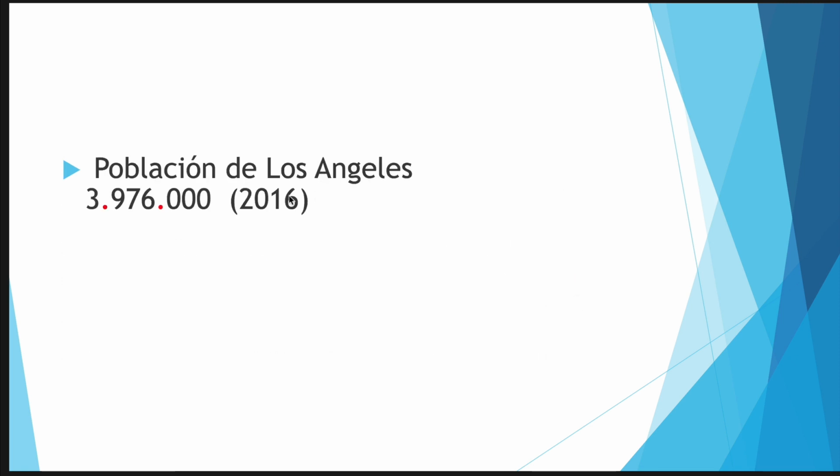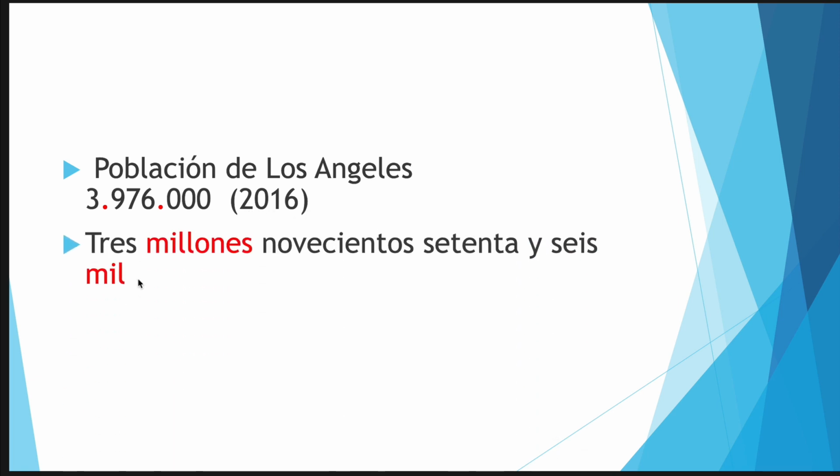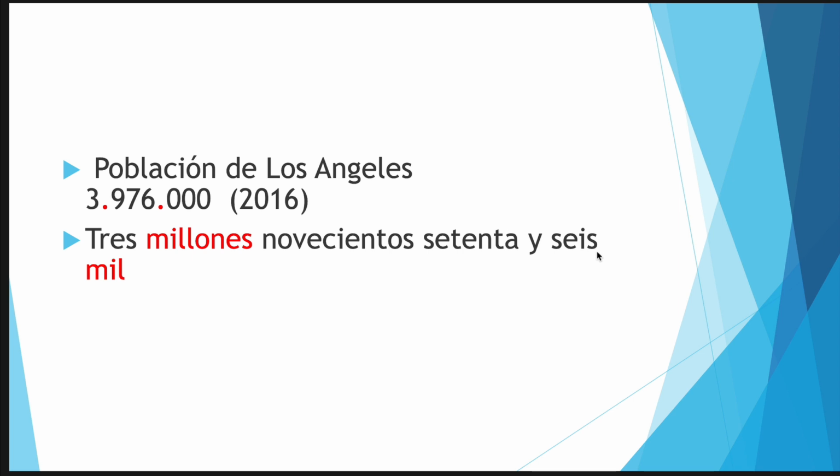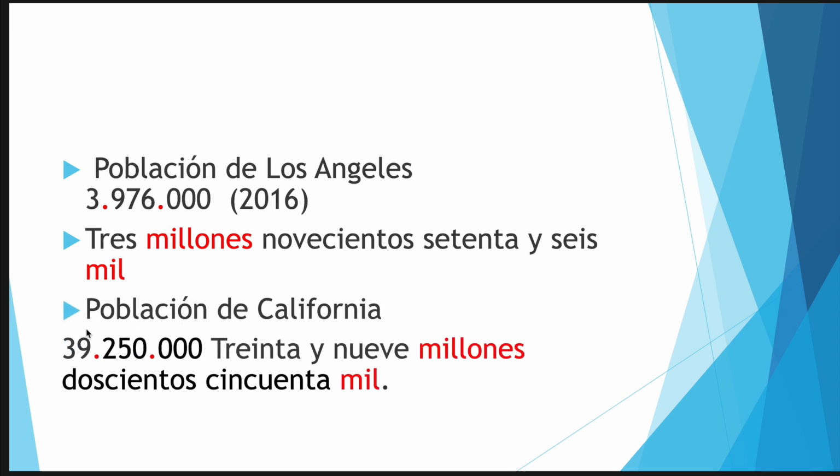Población de Los Ángeles, population of Los Angeles. Este es del 2016. Sería 3.976.000. Si notan, son tres números. 3, 976 y 000, I guess. So if you notice, you can divide into three sections. 3, 976, and then whatever comes after. So divides millones y mil. La población de California es 39.250.000. So if you divide into sections, 39, 250, it's a lot easier, right? To think like that. And you would just add millones and mil. Okay?